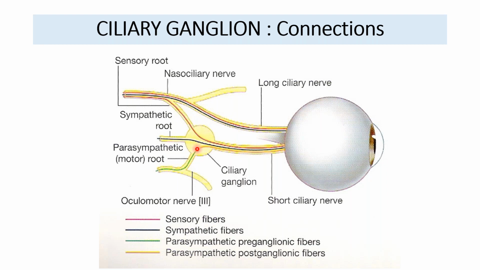So the only synapse which is taking place is through the parasympathetic fiber. This green is representing the parasympathetic fiber, so this is the parasympathetic route in this picture. This is the sympathetic route, and you can see this blue fiber is the sympathetic fiber which is passing without any relay. And this red one is the sensory route. Again, this is also passing through the ciliary ganglion without any synapse. So the only synapse which is taking place within the ciliary ganglion is this parasympathetic motor route.